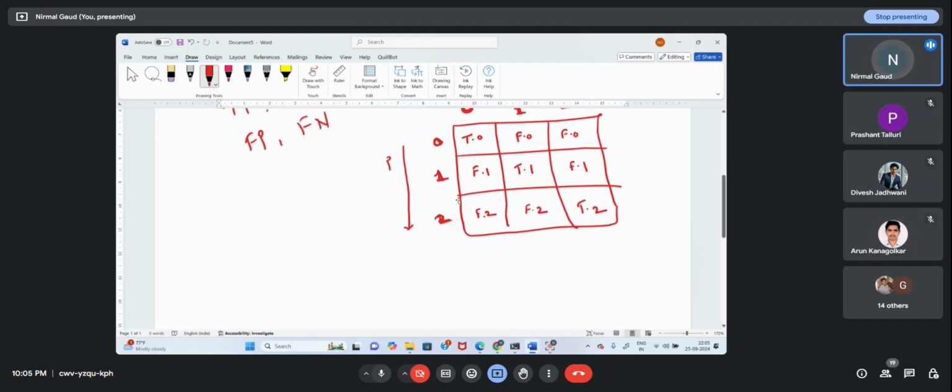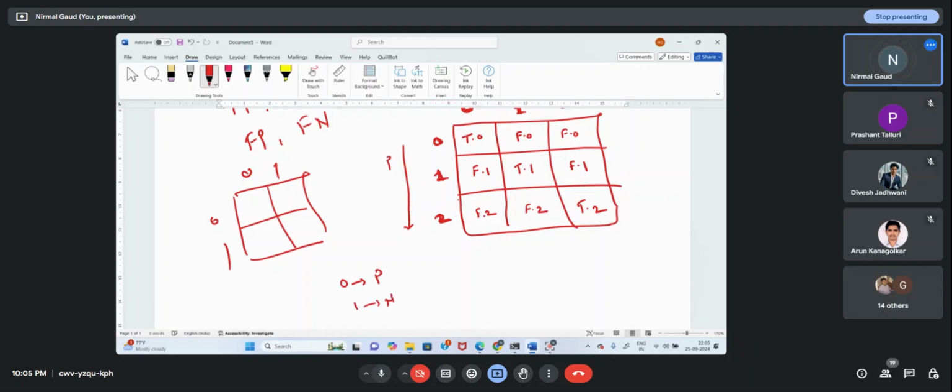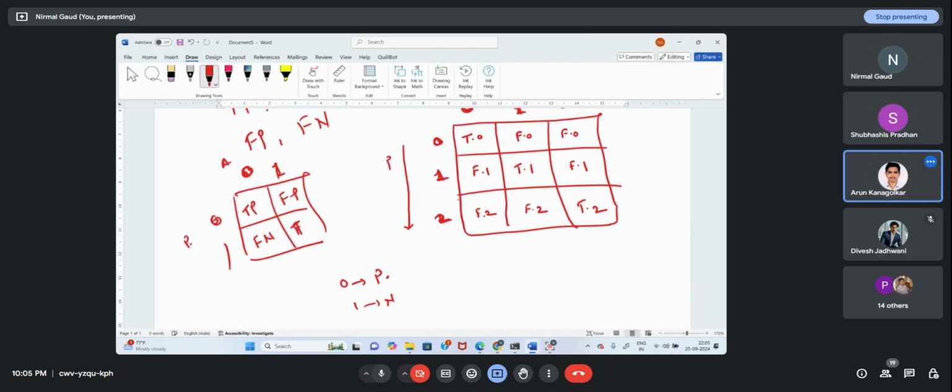Now, if you are having binary classification, then things are very much clear because most of the people have learned binary, and binary is very easy. This is for binary classification. 0, 1. If you are saying 0 is positive, 1 is negative, then actual is 0, predicted is also 0, true positive. Actual is 1, predicted is 0, false positive. Actual is 1, predicted is 1, true negative. Actual is 0, predicted is 1, false negative.